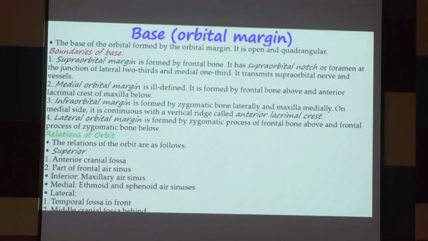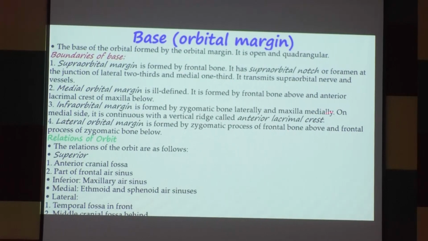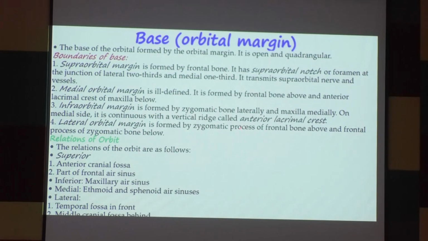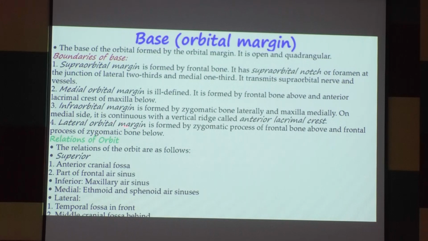The infraorbital margin is formed by the zygomatic bone laterally and the maxilla medially. On the medial side, it is continuous with a vertical ridge called the anterior lacrimal crest. And the lateral orbital margin is formed by the zygomatic process of the frontal bone above and the frontal process of the zygomatic bone below. These are the relations of the orbit.